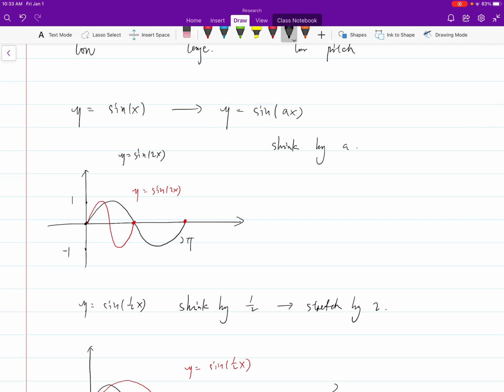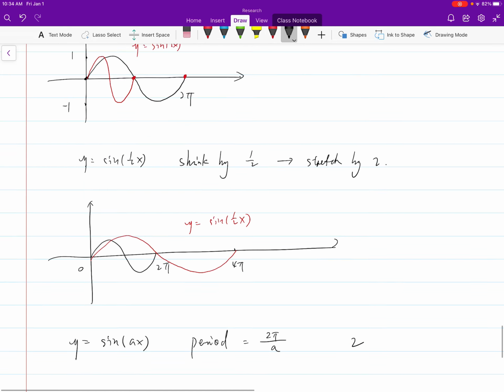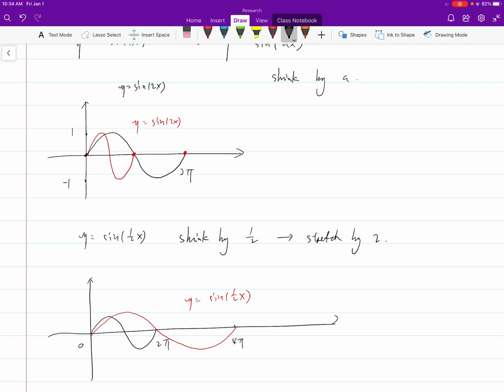From here you can see, putting a number right before the x, you horizontally shrink or stretch the original graph. Reflecting on the physics, you change the frequency or you change the period. So, it's very easy to do. If the original period is 2 pi, now you shrink it by a, your new period is just going to be 2 pi over a.